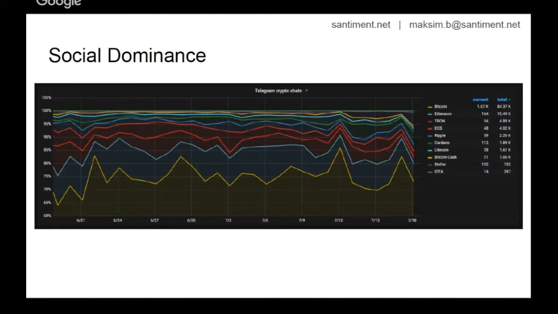It's the so-called social dominance. You can see 100% is the whole spectrum of media conversations on all crypto channels, those which we track and keep adding more and more. Now, how much percentage of it is going towards Bitcoin, Ethereum, Tron, and different cryptocurrencies. So you just see how much attention of participants of crypto markets flows into a specific project.